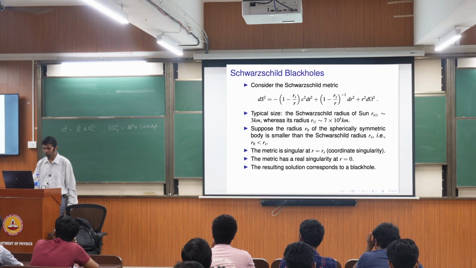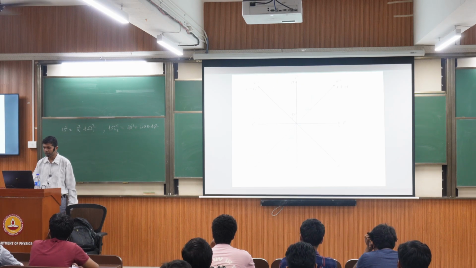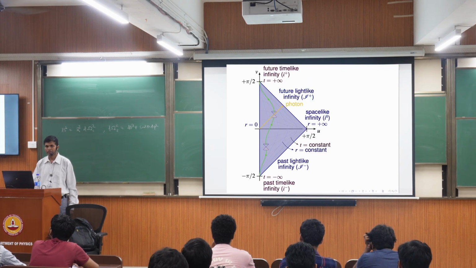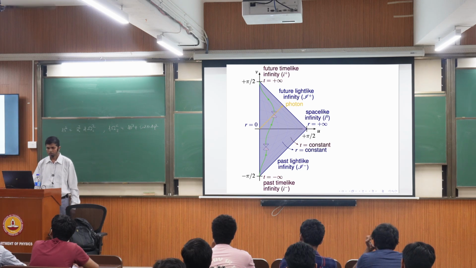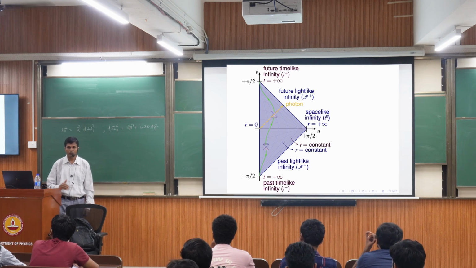Now, this is what is called flat space-time. This is the geometry of flat space-time, and in terms of diagrams, this is how it is made. But now we will go to the geometry of a curved space-time.